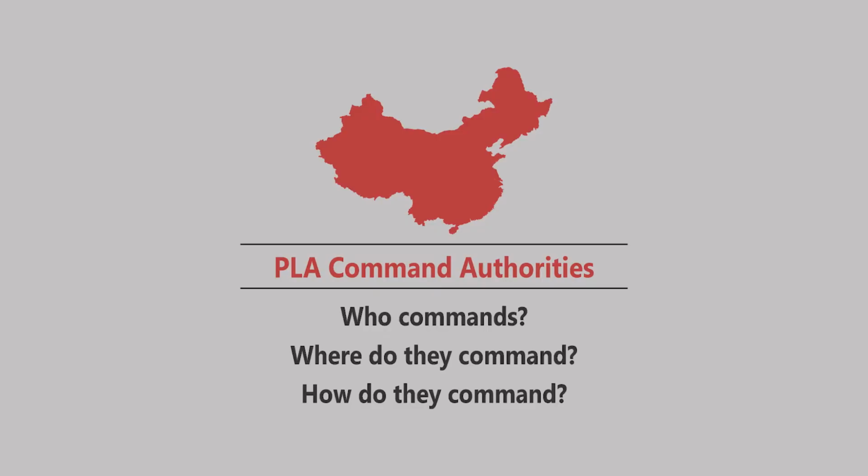Because command and control, or C2 for short, can be a loaded term at times, let us narrow our focus to three specific questions. Who commands forces in the PLA? Where do certain command elements have authority? And how do those command elements exercise authority over subordinate forces? We will also explore some unique C2 cases in the PLA, namely C2 of nuclear, space, and network operations.